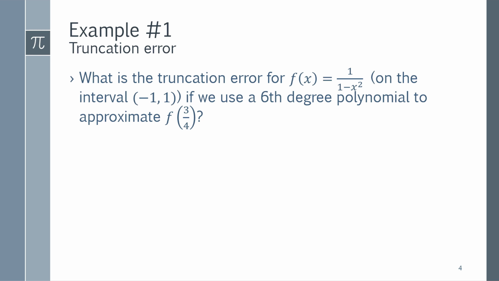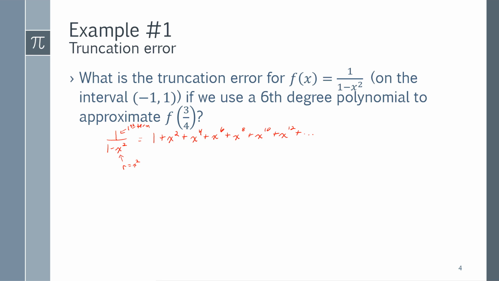So we want to use the truncation error for f of x equals 1 over 1 minus x squared on the interval -1 to 1. And we're going to use a 6th degree polynomial to approximate f of 3/4. So remember that 1 over 1 minus x squared tells me my first term is 1, and my r is the x squared. So I have 1 plus x squared plus x to the 4th plus x to the 6th plus x to the 8th plus x to the 10th plus x to the 12th, and so on.